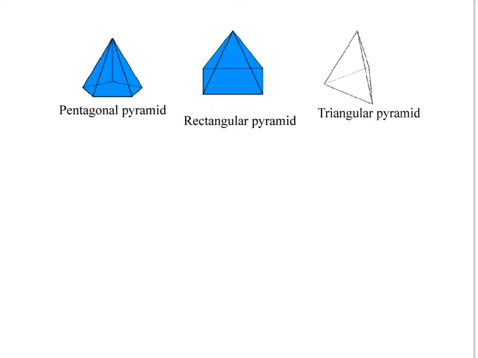Okay? So there are types of pyramids. They are named by the shape of their base. So this is a pentagonal pyramid because its base is a pentagon. This is a rectangular pyramid because its base is a rectangle. And this, of course, is a triangular pyramid because its base is a triangle. Notice that all of the lateral faces of every pyramid are triangles. Can you picture the triangles here? There are five lateral faces here, there are four here, and there are three in this one.